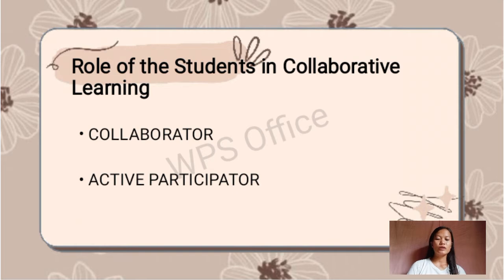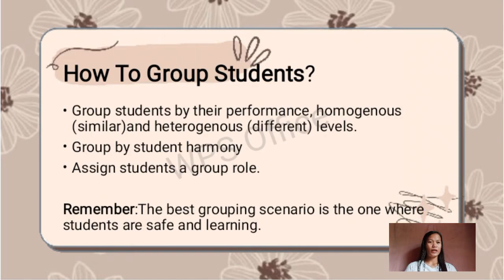work together in an attempt to create knowledge and achieve shared learning goals in collaborative learning. Second, active participator. Of course, as a member of the group, you have to participate actively so that there will be good teamwork to do the given task as well as a good outcome of your group output. So now, how to group students. Group students by their performance, homogeneous and heterogeneous level.